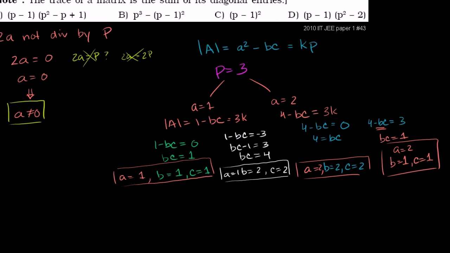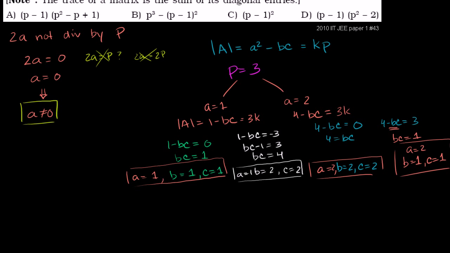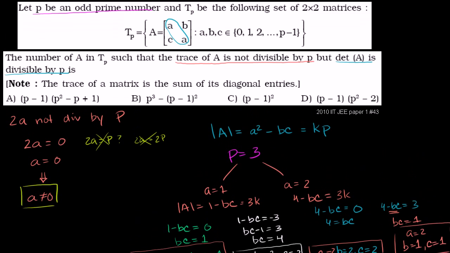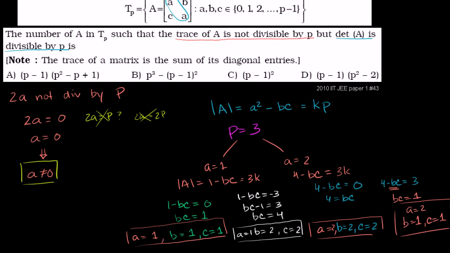Now let's see if any of these evaluate to 4 when P is equal to 3. Let me put this down here. So if we have 3 minus 1, that's 2. 3 squared, 9 minus 3 is 6 plus 1 is 7. So this is 2 times 7. That's 14. That doesn't evaluate to 4. This is 27 minus 4. This is 23. Also doesn't evaluate to 4.